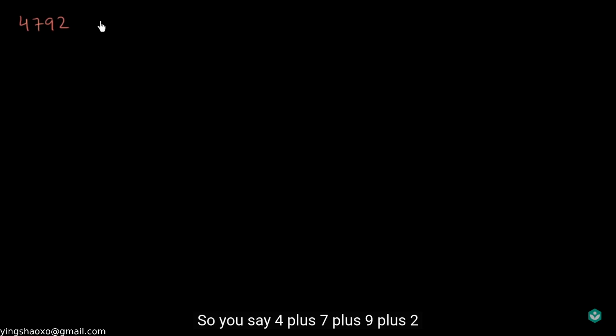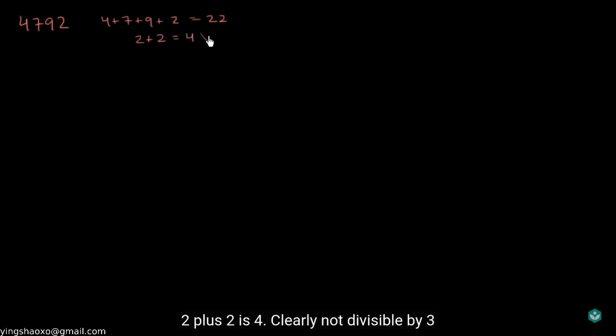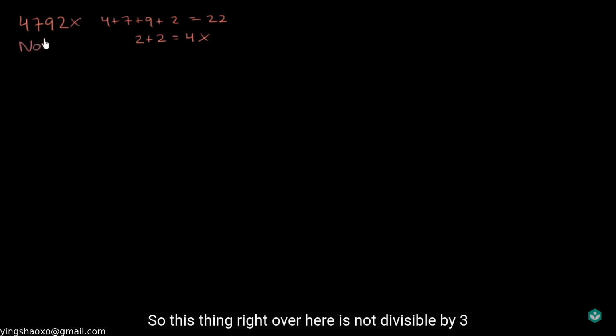So you say 4 plus 7 plus 9 plus 2. 11 plus 9 is 20 plus 2 is 22. That's not divisible by 3. If you were unsure, you could even add the digits of that. 2 plus 2 is 4. Clearly not divisible by 3. So this thing right over here is not divisible by 3. And so luckily that emergency was saved. But then you walk down the street a little bit more and someone comes up to you, quick.